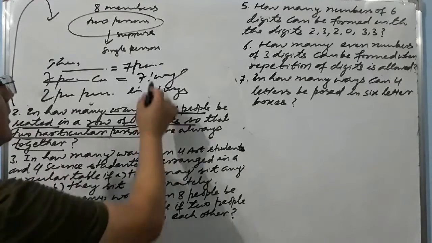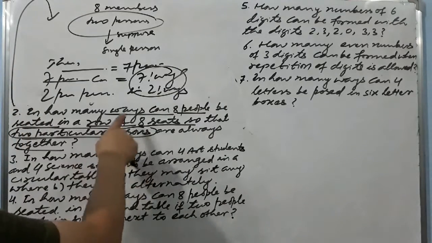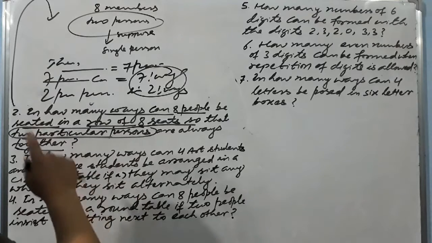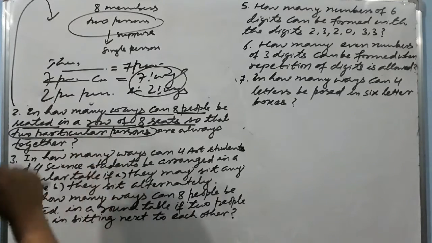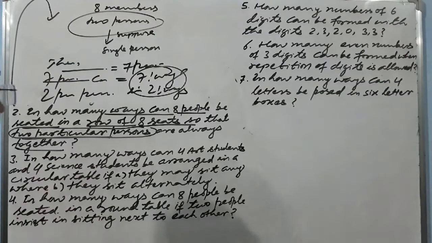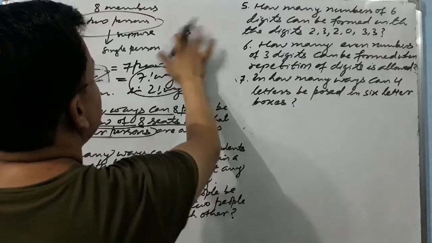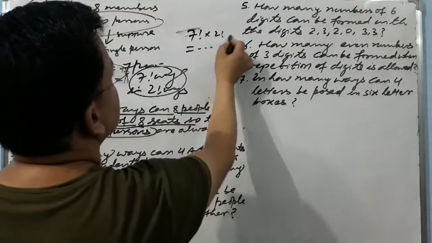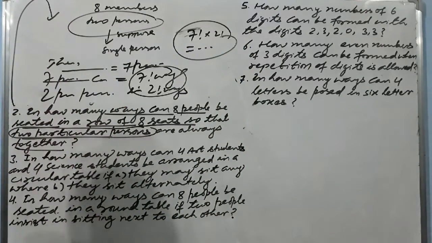Then what will be your total number of ways? Finally, you can write: 8 people can sit in a row of 8 seats, so that two particular persons are always together, in how many ways? In 7 factorial times 2 factorial. So this will be your final answer, right? 7 factorial times 2 factorial.